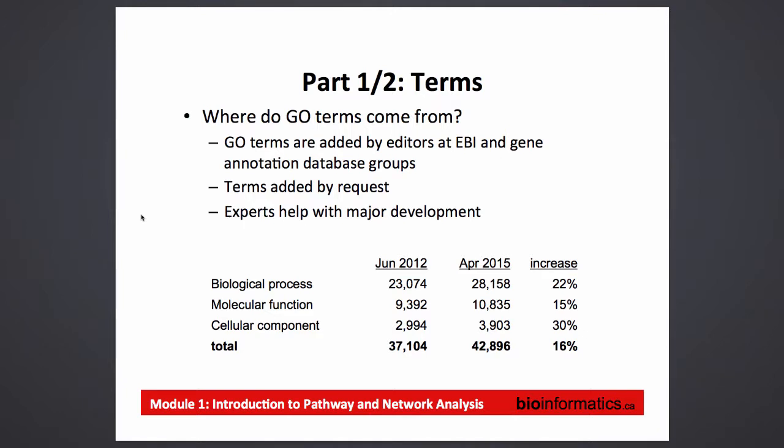So where do GO terms come from? They are added by editors at the European Bioinformatics Institute, in collaboration with multiple groups who are annotating genome data. Terms are added by request, and experts help with those major developments. And here's a quick graph showing that GO is a live and evolving structure of knowledge. For example, between now and a few years back, it has grown 16%. So 16% more new terms were added to the structure.